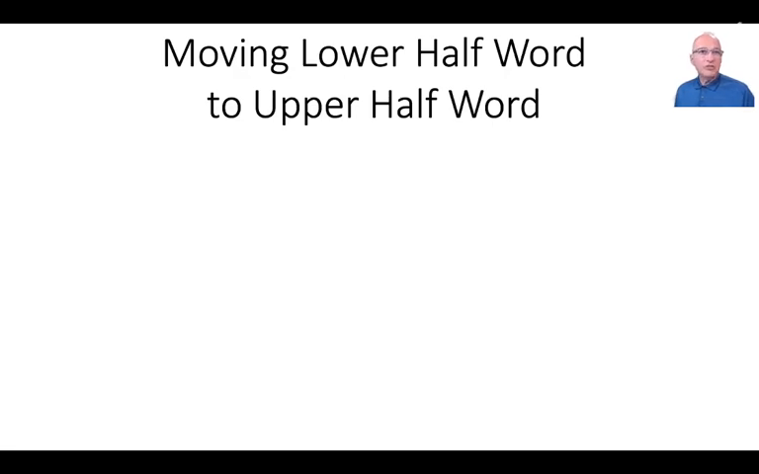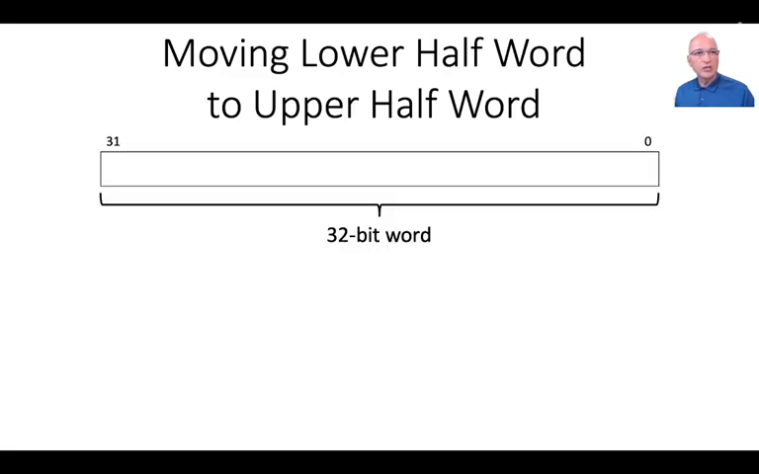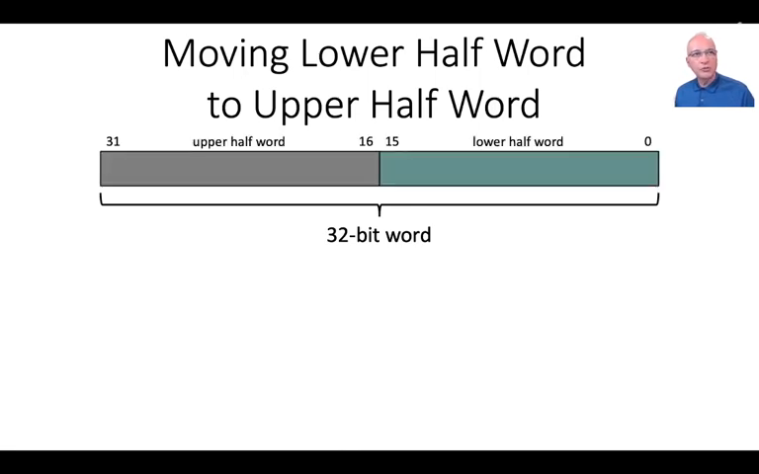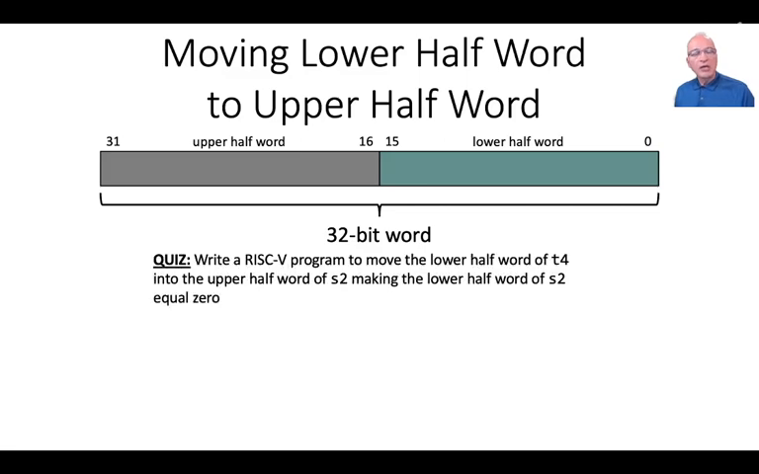Another application of shifting is if I want to move parts of one word to another place in the same word. So let's consider, for example, that I have this 32-bit word and I'm going to divide it into 2 halves, to be the lower half word and the upper half word. And let's say that I give you this question, where I ask you to write the RISC program to move the lower half word of T4 into the upper half word of S2, and I want you to make the lower half word of S2 equal 0.